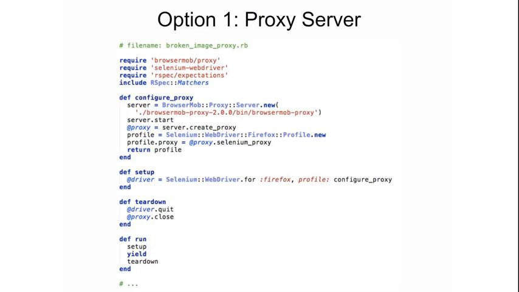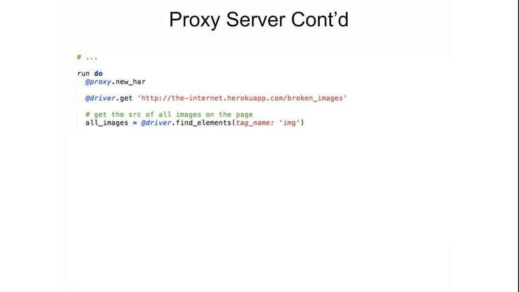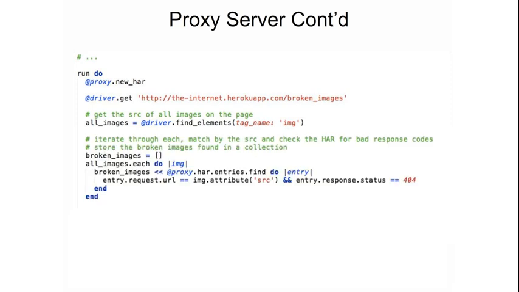The first one involves a proxy server. Like I mentioned, same setup as last time. The difference is that once we get to the page that potentially has broken images, and there's an example on the internet that has broken images, we can use Selenium to get all of the images on the page, all of the source tags from images on the page. And then we can iterate.